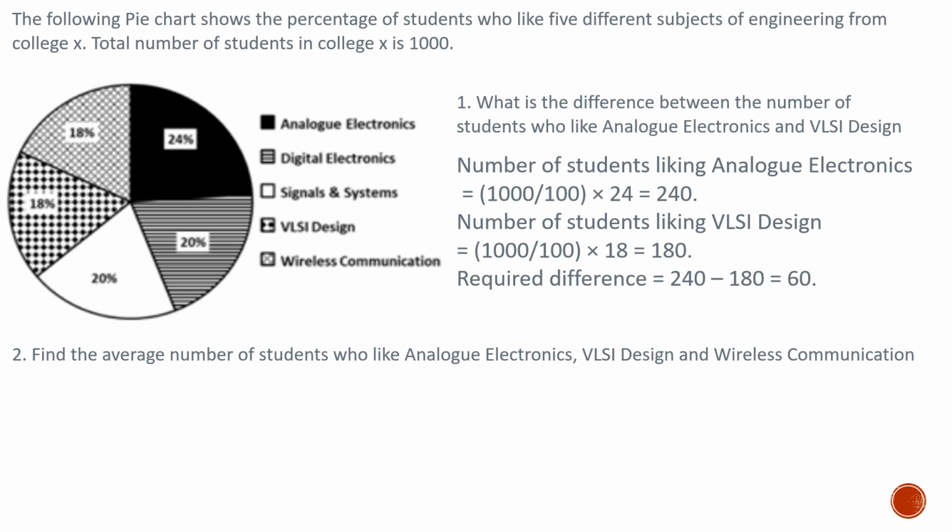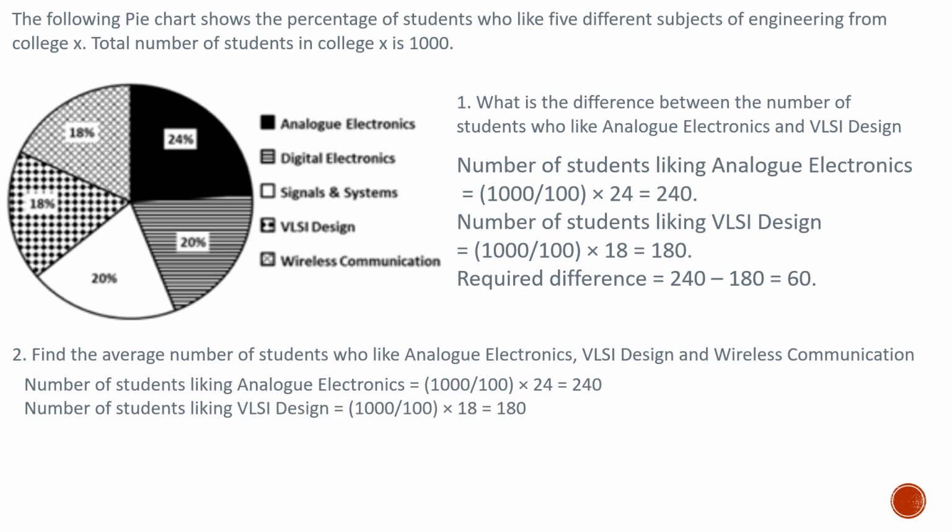Second question, find the average number of students who like analog electronics, VLSI design and wireless communication. So for this, you have to find total number of students in all three branches, analog electronics, VLSI and wireless, and then divide by 3. So analog electronics we already did in the previous question. So total number of students in analog electronics is 24%, that is 240. Total number of students in VLSI design is 18%, that is 180. Now for wireless communication, percentage is again 18%. So 18% of 1000 is 180 again.